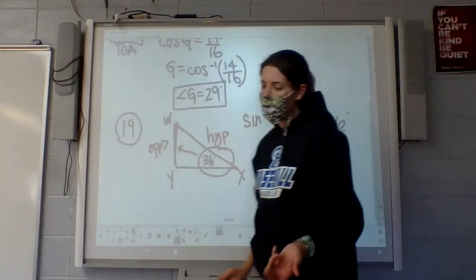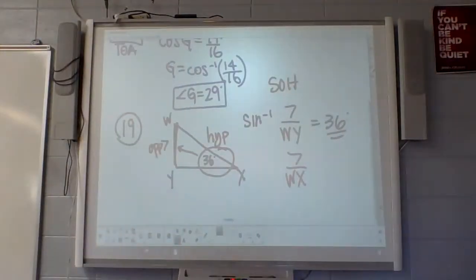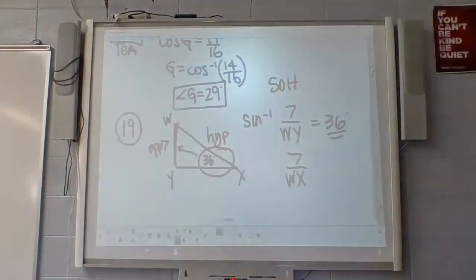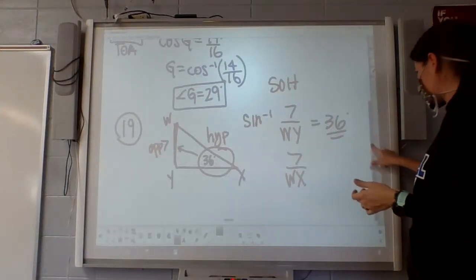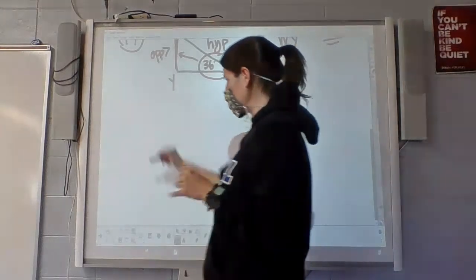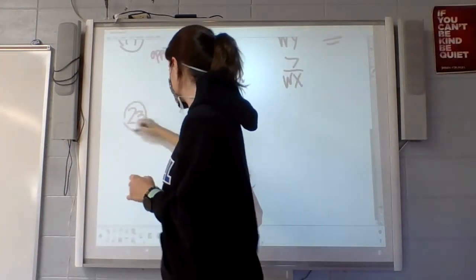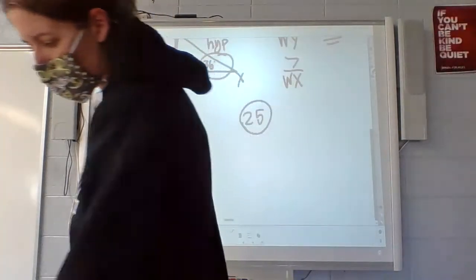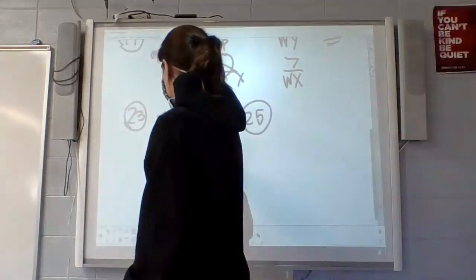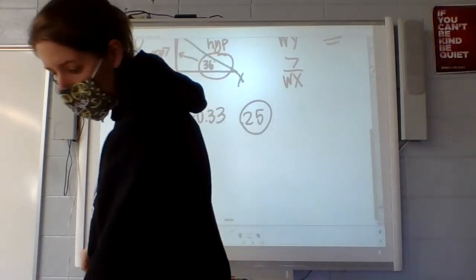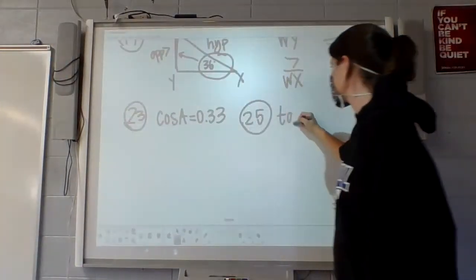And then 23 and 25, as you guys were finishing up yesterday, I talked about 21. 23 and 25 are supposed to be really, really similar, and they weren't meant to be difficult. They're so straightforward that you probably think you're doing something wrong. Basically, it's just punching things into your calculator. So cosine of A equals 0.33, and tangent of A equals 1.0.